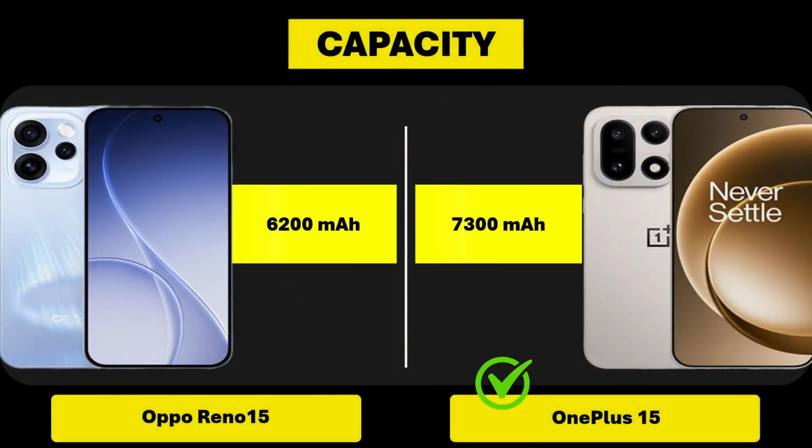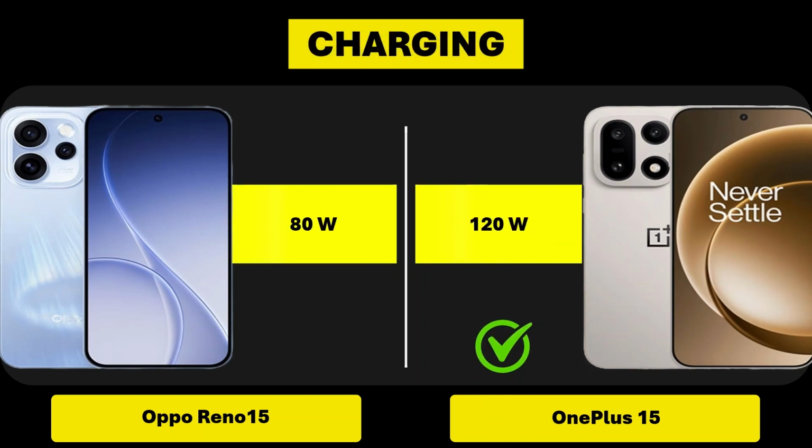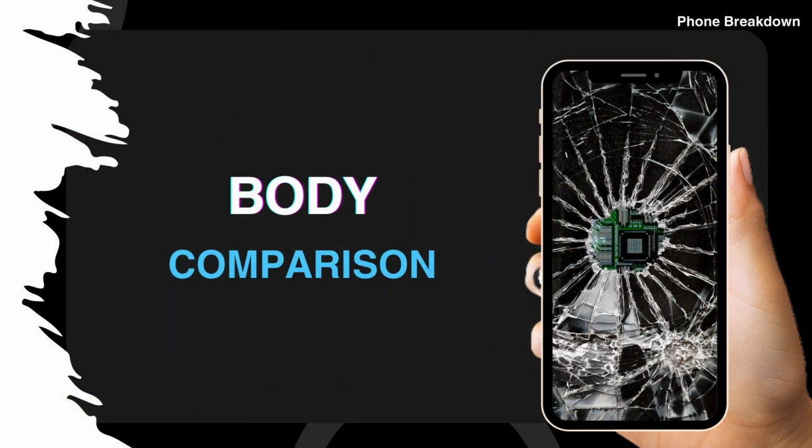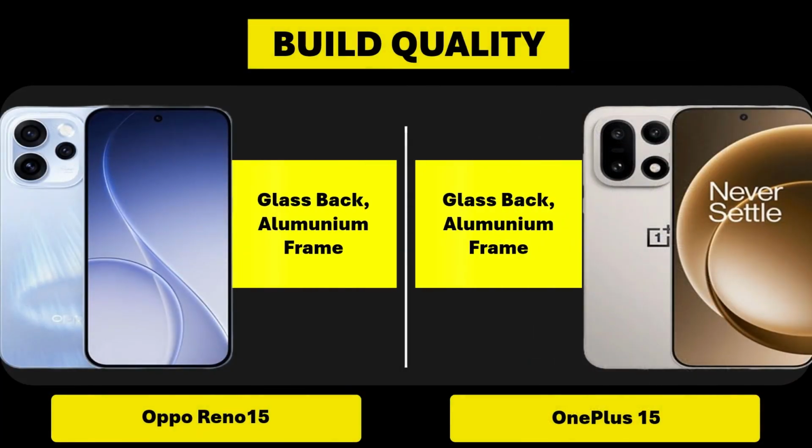Oppo Reno 15 packs 6200 mAh, while OnePlus 15 goes bigger with 7300 mAh for longer usage. Oppo Reno 15 supports 80-watt fast charging, and OnePlus 15 is quicker at 120 watt. Both phones feature glass backs with aluminum frames, so premium feel on both.